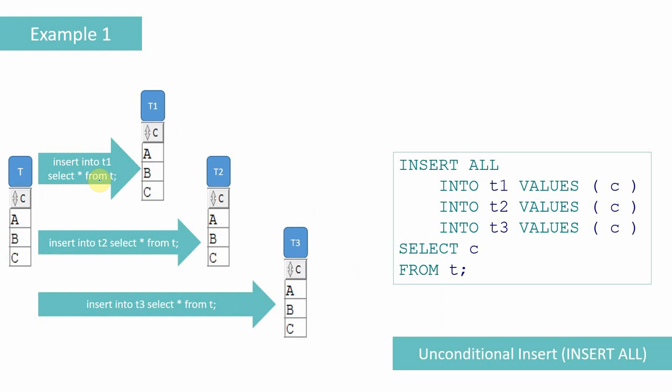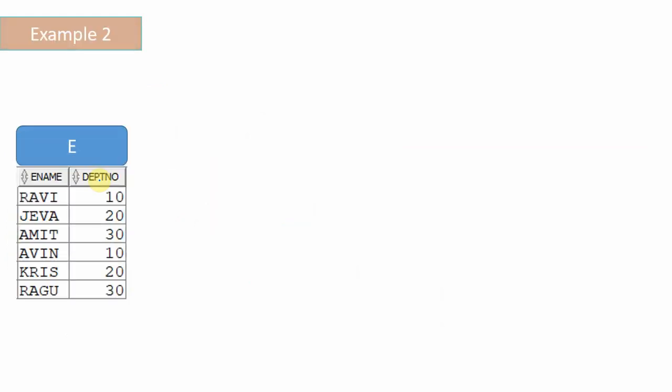But sometimes based on the condition we want to insert specific data into different tables. Let us see an example to understand that kind of scenario. So here we are having a table called E which contains the employee data. So this table contains two columns, employee name and department. Here we have like 6 employees working across 3 different departments.